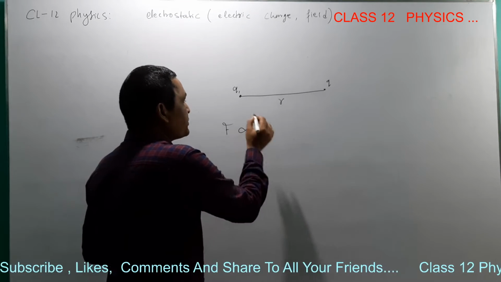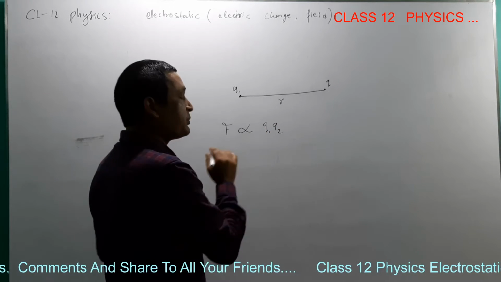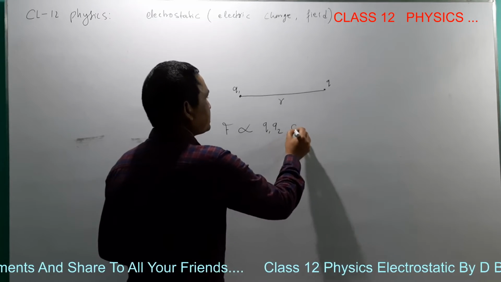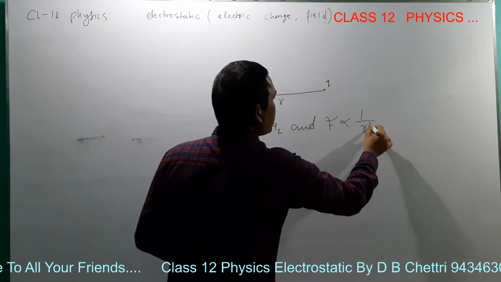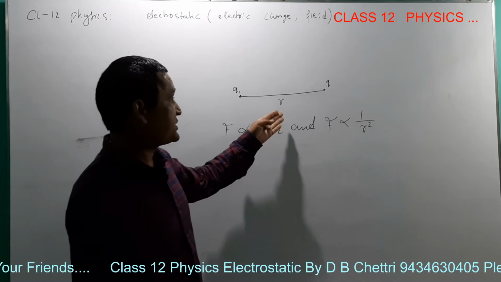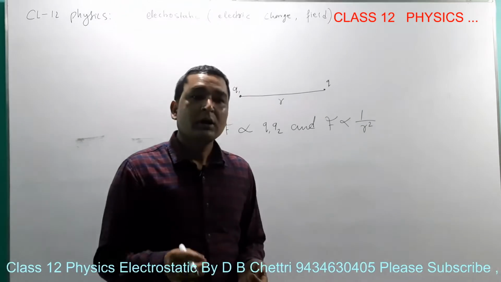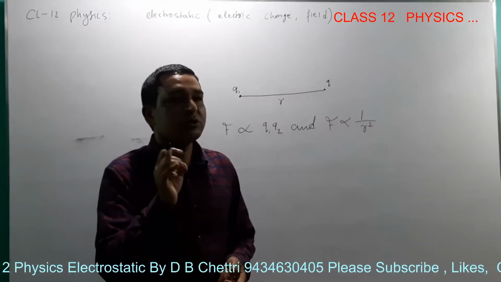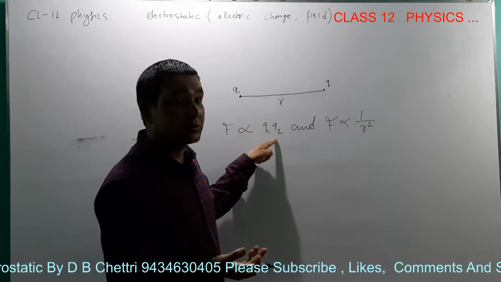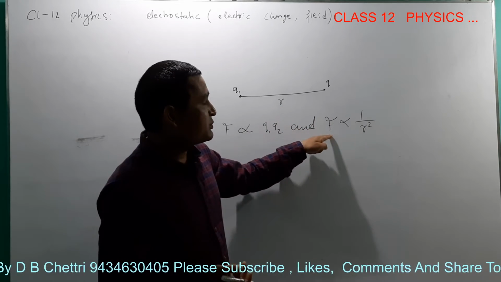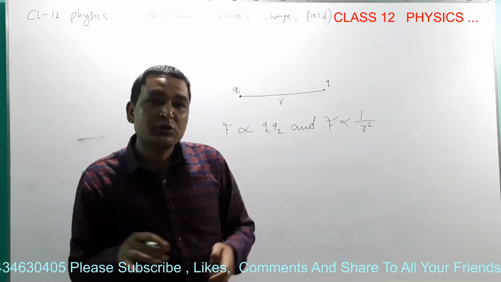It is directly proportional to the product of the magnitudes of the 2 charges, and the force is inversely proportional to the square of the distance between them. This is the statement of Coulomb's law. The force of attraction or repulsion between 2-point charges is directly proportional to the product of the magnitudes of the 2-point charges and inversely proportional to the square of the distance between them. That force acts along the line joining the 2-point charges.